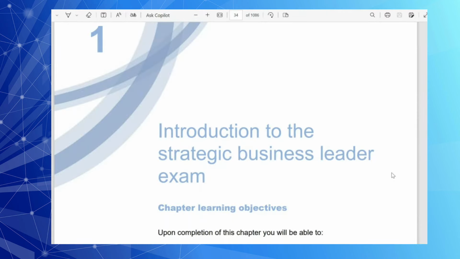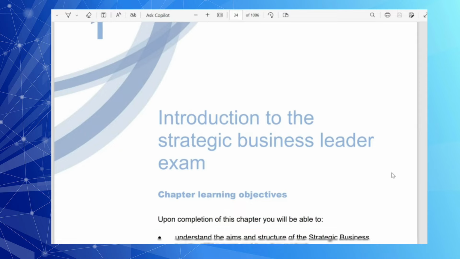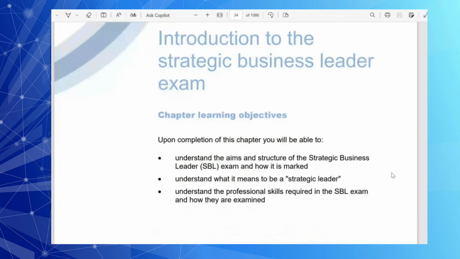Okay, student, we start with the introduction to the Strategic Business Leader exam. This is chapter one. This whole chapter discusses the exam criteria, how you read and attempt the question, how you gain marks, and the basic things you should follow. Every student appearing for this exam should spend some time reading this chapter.